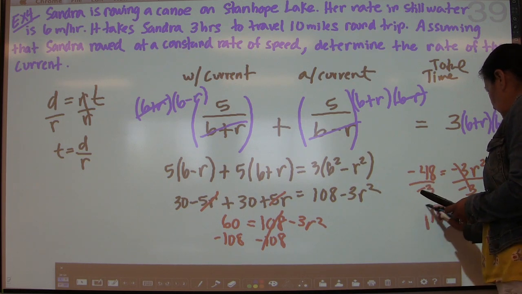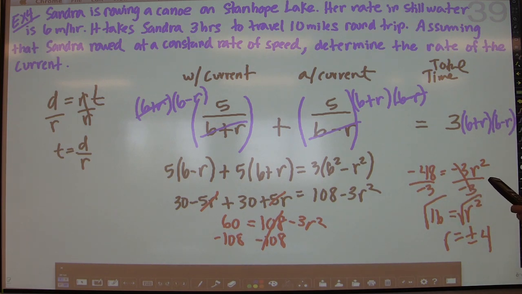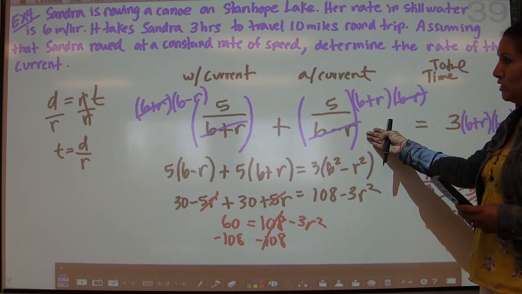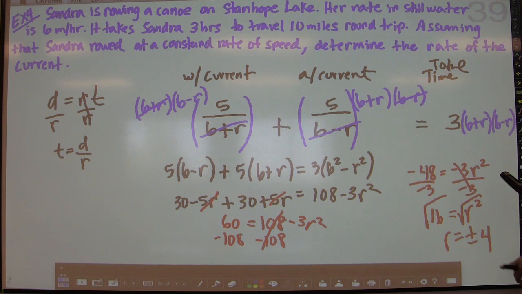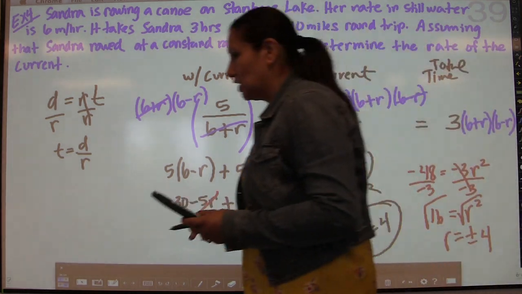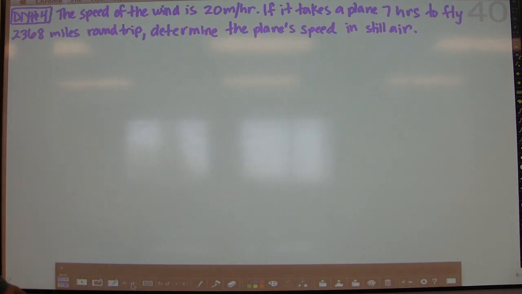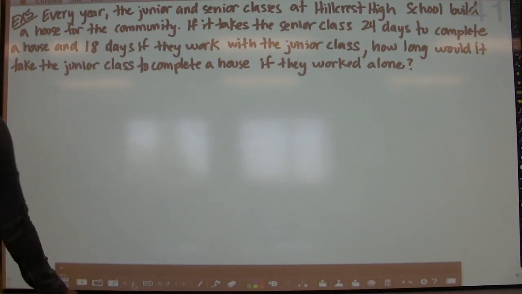Square root both sides, and so r will equal plus or minus 4. In this case, neither of those answers will cause an issue with the domain of the original equation. However, we don't usually use negatives when talking about actual rate of speed because it doesn't make sense in this application. So we want to say that our final answer will be r equals 4. So the rate of the current is actually 4 miles per hour. All right, and that's how you do a distance problem. Now we're going to let you try this distance problem, and then we're going to go to our last example, which is a work problem.